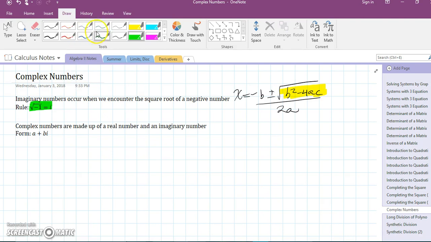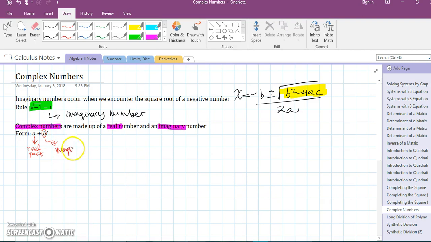And we've used the word mainly imaginary number before, and i is the imaginary part here. But there's also this phrase complex number. A complex number is a number that is made up of a real part and an imaginary part. The form of a complex number is a plus bi, where a is the real part and b, or bi, is the imaginary part.